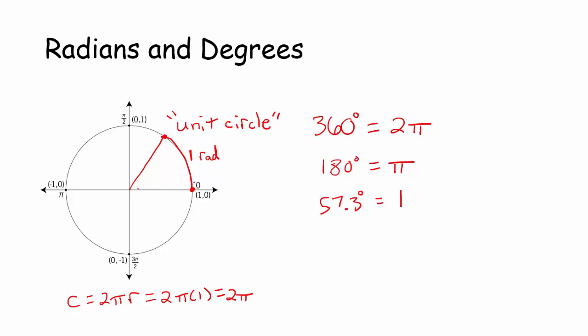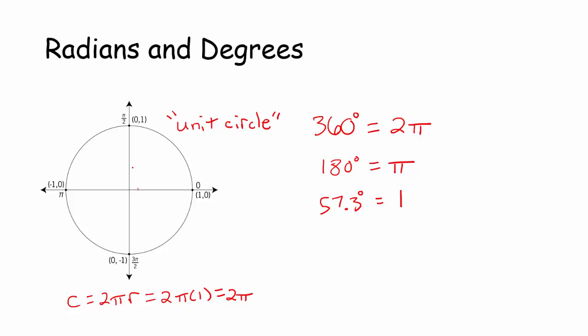So you have to adjust your feel for angles in terms of how big the numbers are. Here's a good example. This point right here, see how this is labeled as pi over 2.